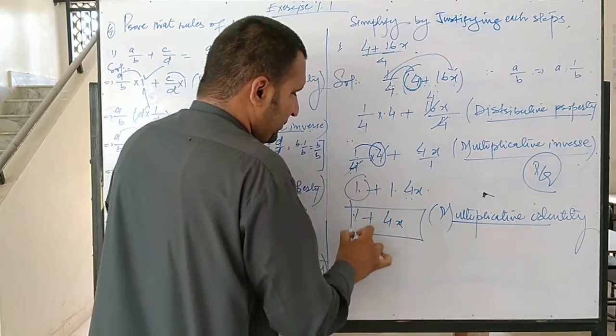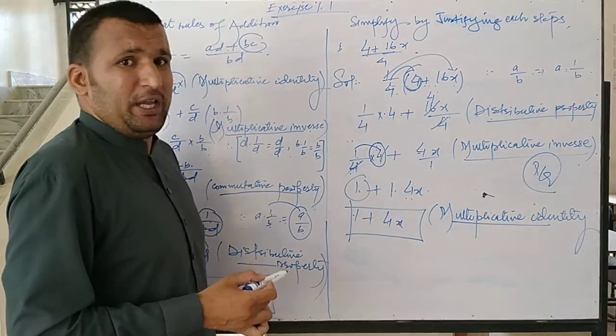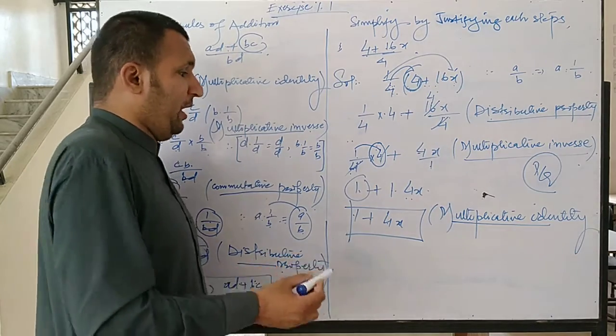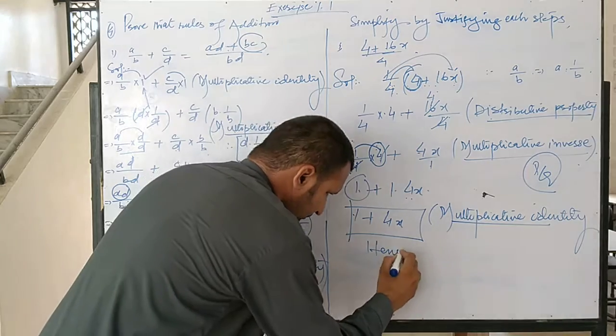This is the answer by justifying each step: 4 plus 16x divided by 4. Hence, proved.